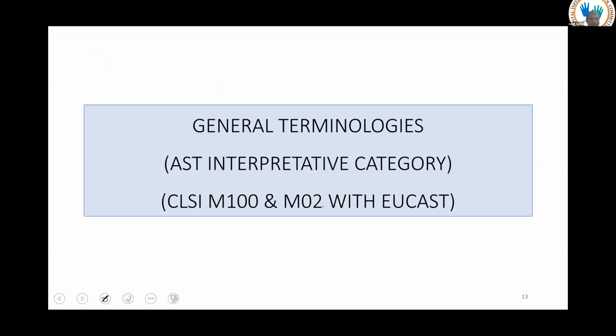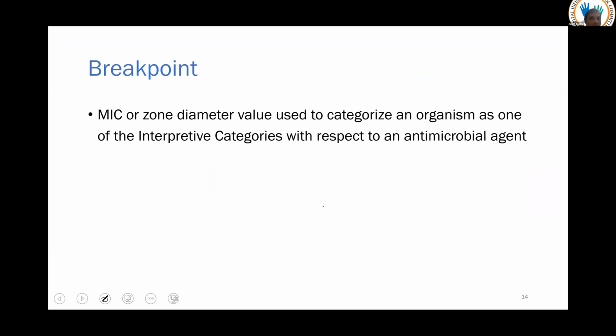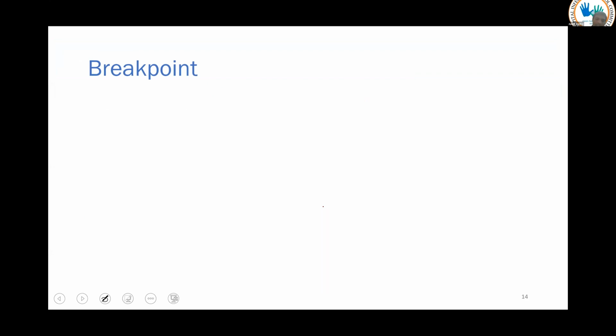Okay, so the first part of the session is over. Then we'll discuss general terminology. I will show some slides, then you can show the MCQs. What do you mean by breakpoint?